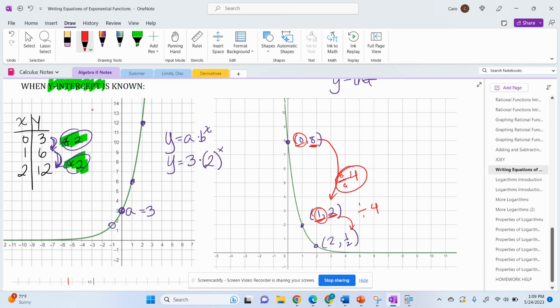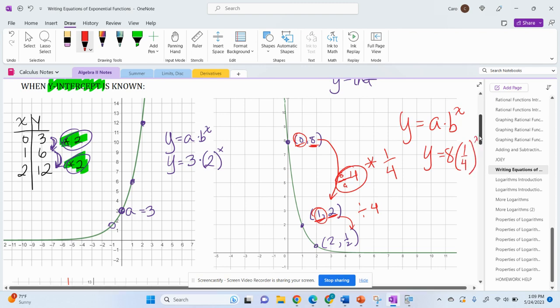But you don't want to think like what you necessarily divide by. You want to think what you multiply by. So dividing by 4 is the same as multiplying by 1/4. So when you write this thing out, a times b to the x, your y-intercept is 8. B, what you multiply by to go from y value to y value, which is 1/4 to the x value.